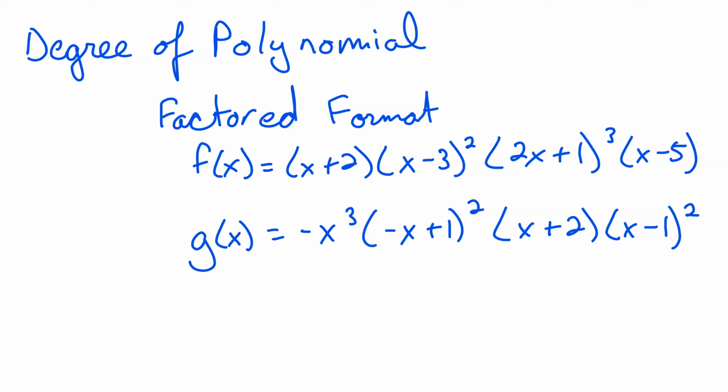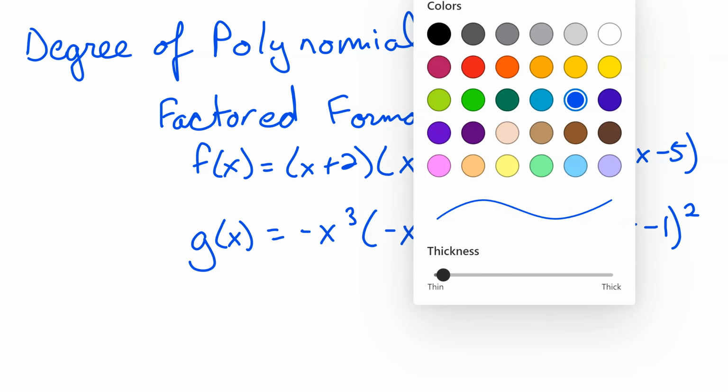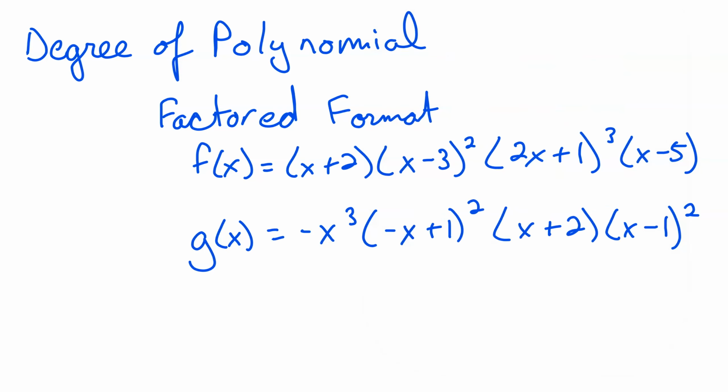Let's go ahead and do a square on this one. So when we're looking at these in factored format, what we have to do is look at the degrees. And if you need to, go ahead and add an exponent to anything that has a variable, because the degree is going to be adding up those exponents. So in this case, our degree is going to be 1, 2, 3, 4, 5, 6, 7. We are going to add up all of those exponents. So this one we have a degree of 7.